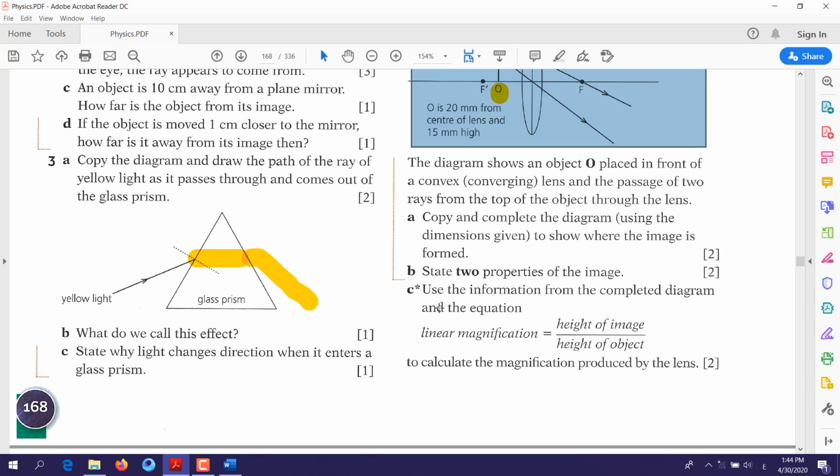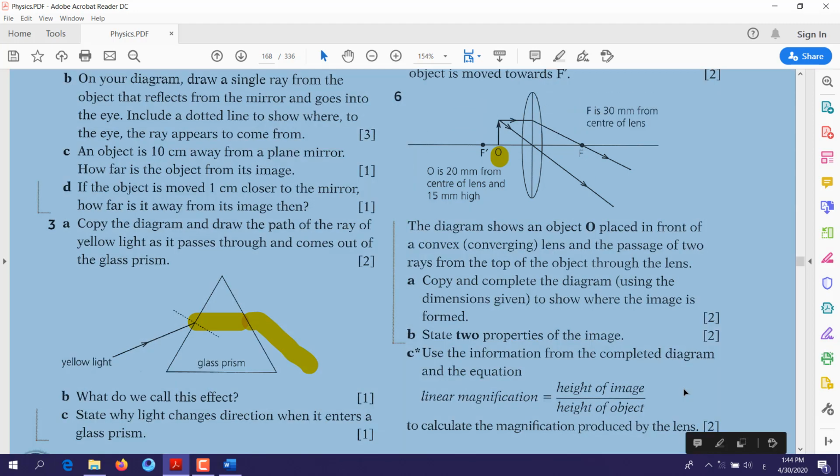C. Use the information from the complete diagram and the equation, linear magnification equals height of the image over height of the object, to calculate the magnification produced by the lens.